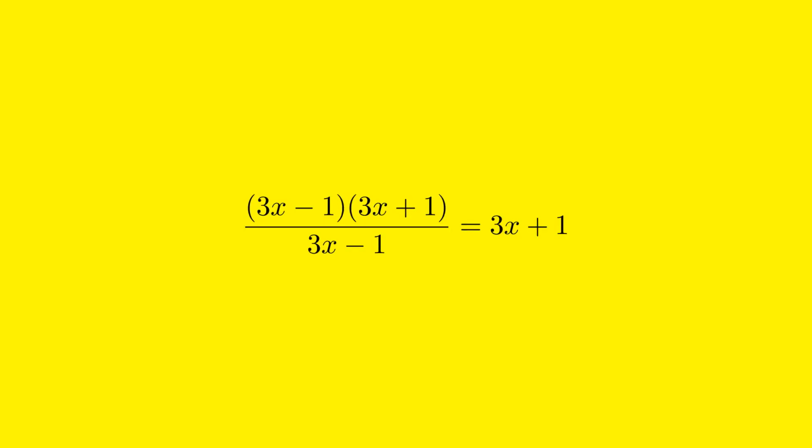Step 2. Observe that the factor 3x minus 1 appears both in the numerator and the denominator of our expression. 3x minus 1 times 3x plus 1 over 3x minus 1 simplifies by cancelling out the common factor 3x minus 1. The simplified result is now 3x plus 1. This is the final step. The expression is now reduced to its lowest terms, which is 3x plus 1.